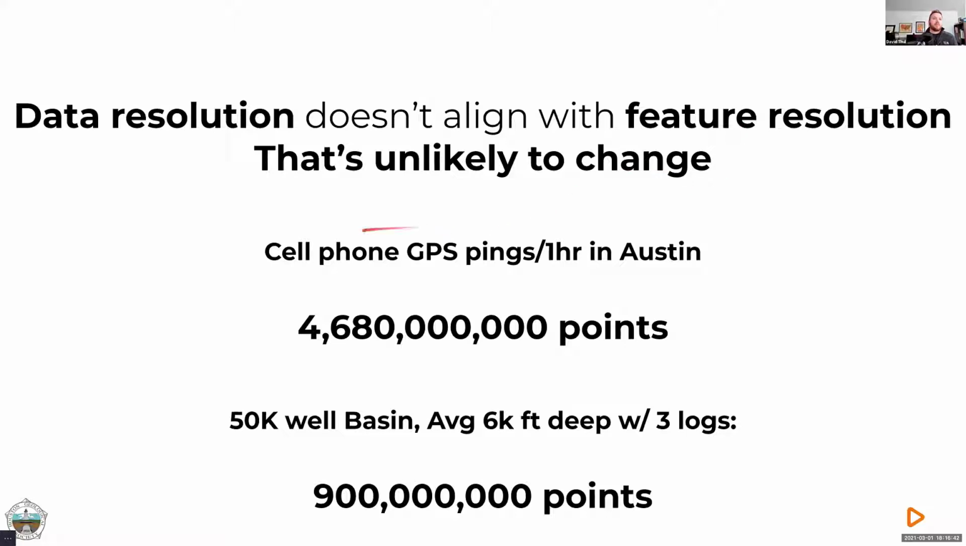If I look at cell phone GPS pings in the city of Austin, where I live, over the course of an hour, it's like 4.6 billion. Okay, that's a lot of GPS pings, and that's just assuming it's refreshing every second. But if I go to a common onshore US basin and there's 50,000 wells that average 6,000 feet deep, it's only like 900 million data points. So we're already off by an order of magnitude. And the way you can automate insights from that is totally different.